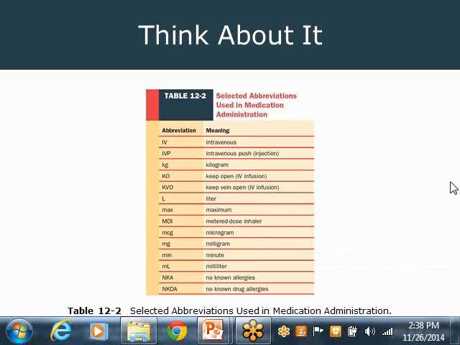MIN for minute. Little m, big L for milliliter, which is a very commonly used abbreviation for us. NKA is no known allergies. NKDA, or sometimes NKMA, for no known drug allergies or no known medication allergies. NKA is a little more global, when you can say things like foods and environmental allergies, bites and stings and whatnot, whereas NKDA or NKMA would be used specifically for medications or drugs.